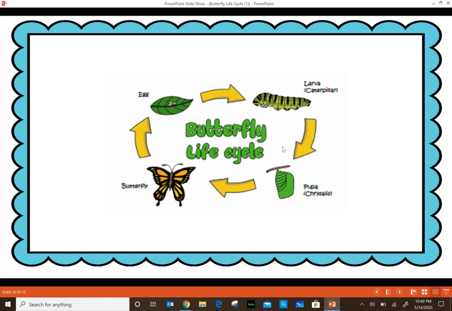Now here's a full picture of the butterfly life cycle. Remember that it starts with the egg. That's the first stage. The second stage will be the larva or caterpillar stage. The third stage will be the pupa or chrysalis stage. And then the 4th stage is the adult stage where the butterfly will become an adult and it will fly.